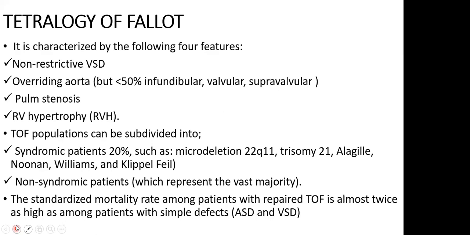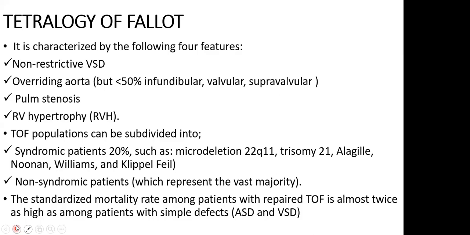So we have the tetralogy of Fallot. As we all know, it has four features. We have the non-restrictive VSD, that's ventricular septal defect. We also have a widening of the aorta, pulmonary stenosis, and right ventricular hypertrophy. So tetralogy of Fallot has been divided into syndromic and non-syndromic patients. For the syndromic patients, 20% of them are actually syndromic, where we have the chromosomal defect, trisomy 21 and others, and the non-syndromic patients, where we have the majority of them.